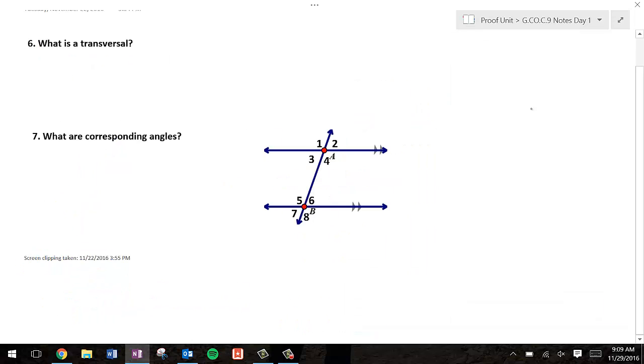Now we're going to take a look at these angle pairs that involve what are called transversals. So a transversal is a line or segment that intersects two or more lines. Okay, so in this case, our transversal is right there. And it creates 4 different sets of angle pairs that we can look at here.